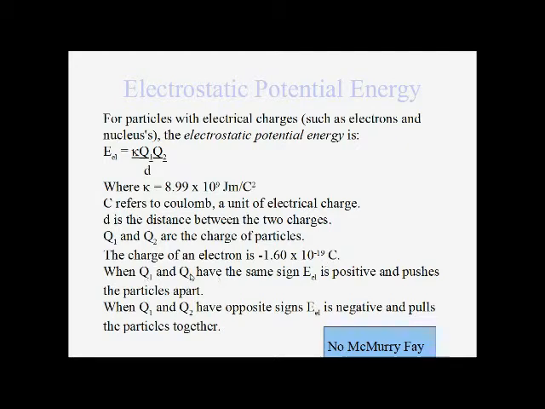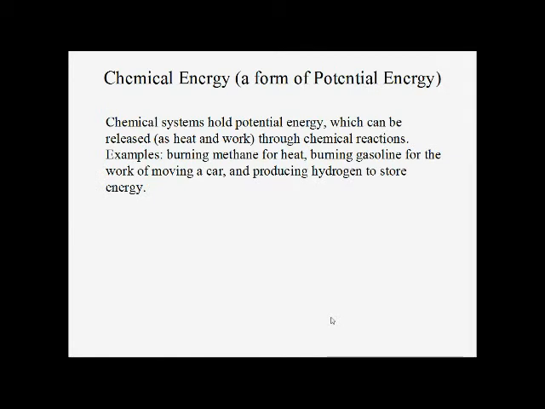So when we have the same sign on the two charges, we end up with a positive potential. This is a repulsive potential. When we end up with opposite signs on Q1 and Q2, we end up with a negative potential, and this is an attractive potential. So chemical energy is energy in chemicals that can be released through chemical reactions. One of the more common reactions that we use for extracting chemical energy is just combustion of hydrocarbons to produce carbon dioxide and water.